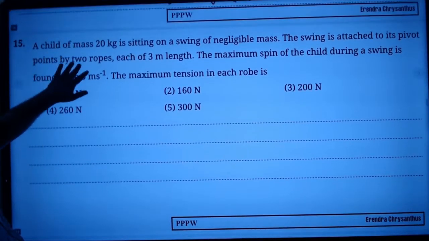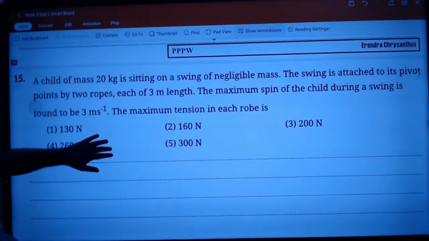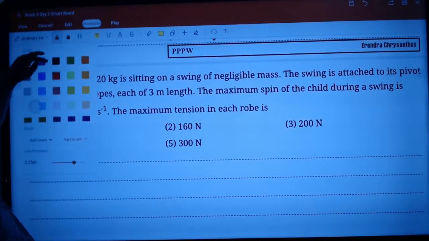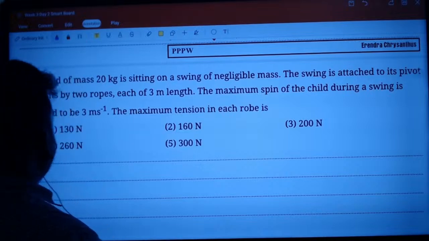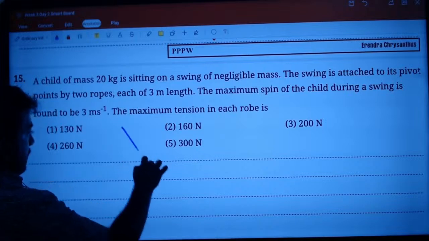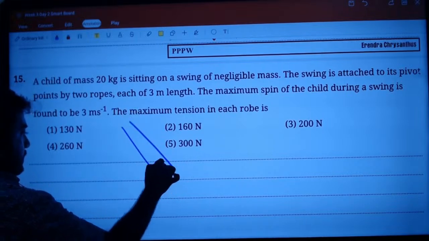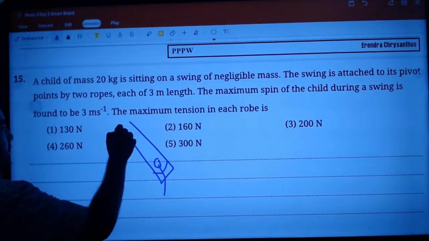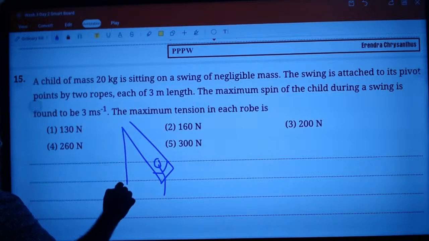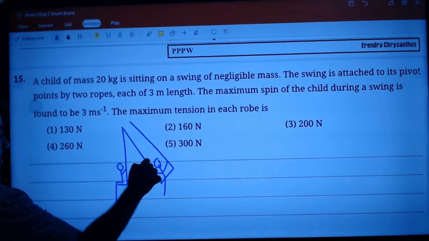Question number 20. A child of mass 20 kg on a swing is attached to a pivot by 2 ropes. I like this. The child is sitting and coming. Now this reaches the lowest point. So she is holding both.